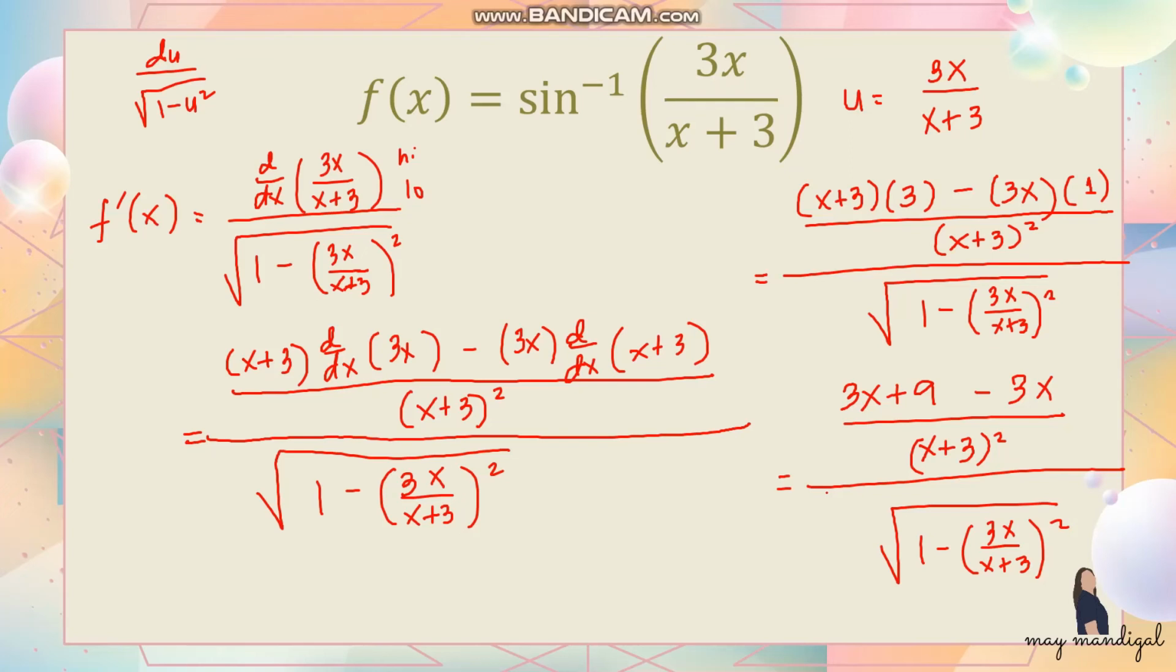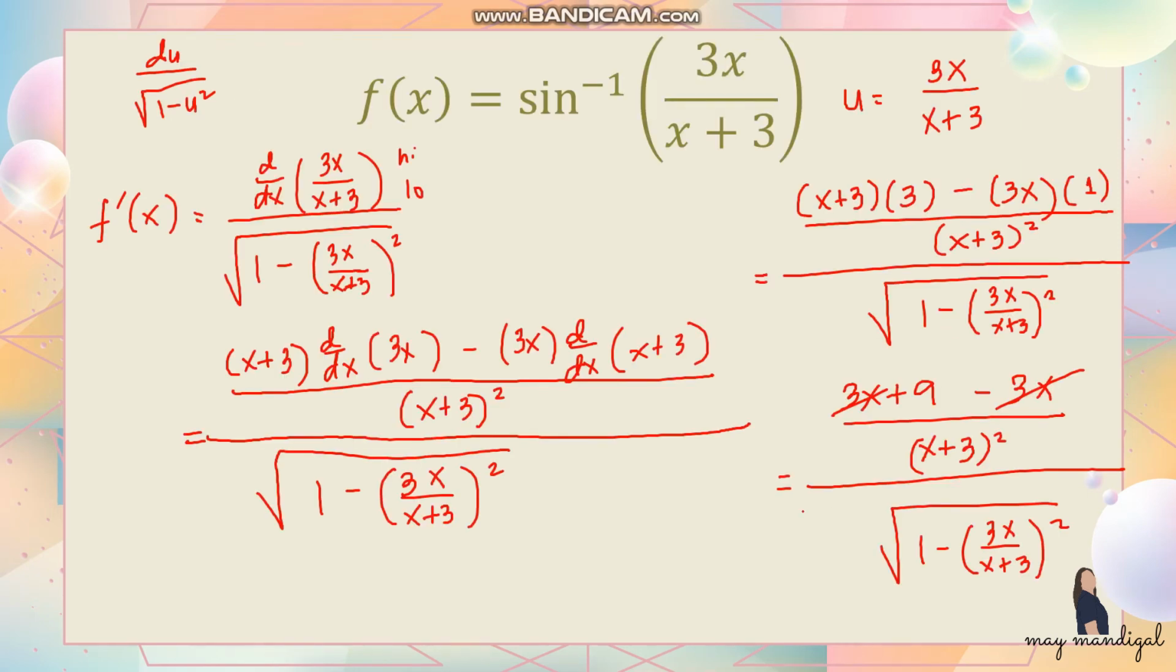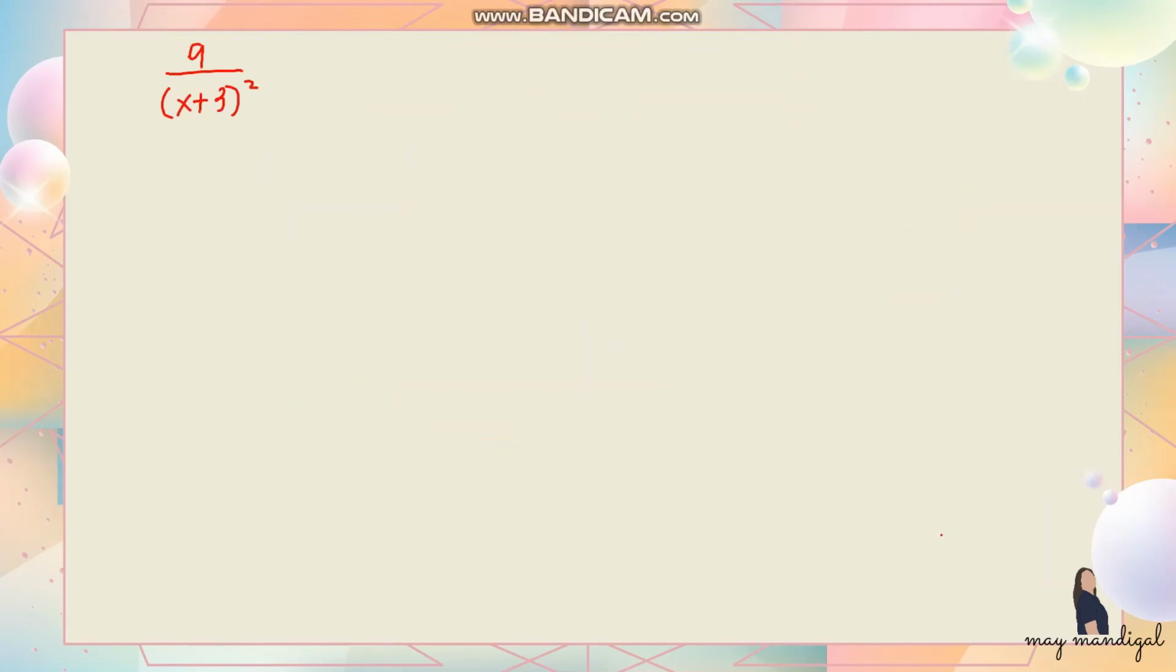Okay, now after that, we will just simplify this. As you can see, 3x and 3x, we can cancel these 2, and we will be left with 9 as our numerator. So let's write it here. So we have 9 over the denominator, x plus 3 squared. So this one right here, all over, and then I will just copy this one, all over square root of 1 minus 3x over x plus 3 squared.